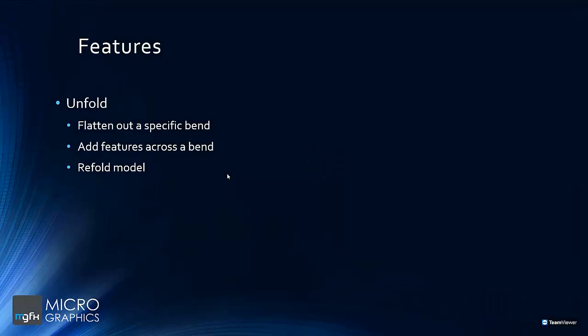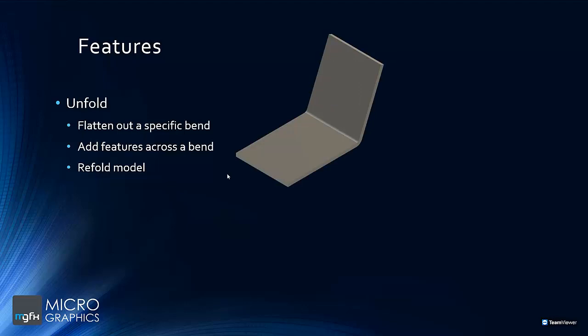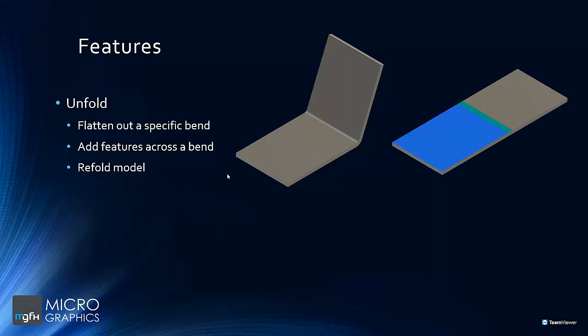I'm going to jump back here into the demo. Now, we've created a couple of bend features using Flange and the bend command. But sometimes you need to add features when that model is flat. So we have an unfold command which allows you to flatten out a component. If you look on the right-hand side here, I have a simple plate that's bent. The unfold command allows you to flatten that out.